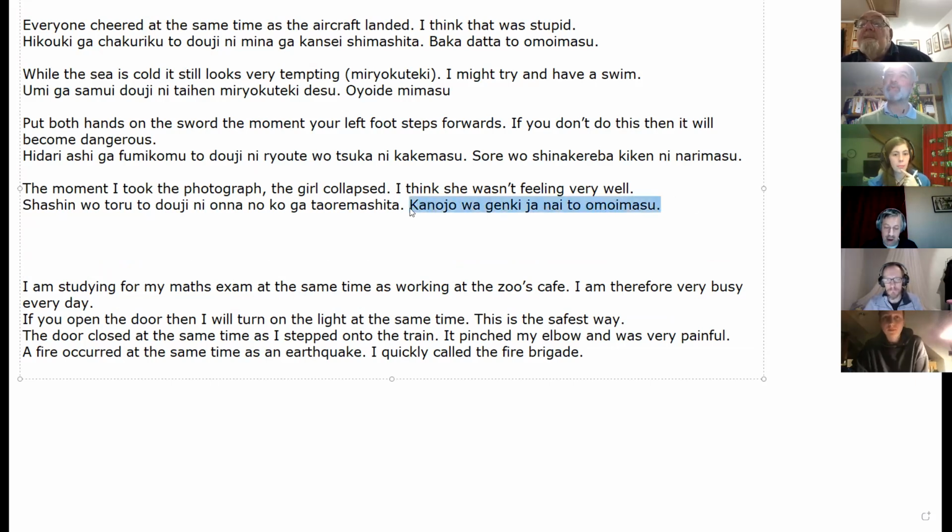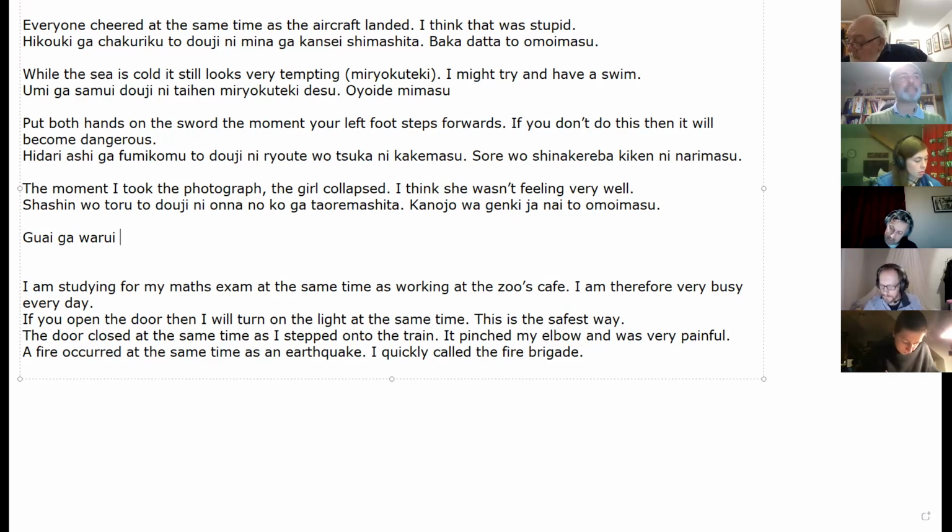Genki janai to omoimasu. It's also kind of a little bit stating the obvious when you say genki janai, because genki janai means visibly well. So obviously if she fell over, she's not visibly well. But if you want to say, I don't think she felt very well, and you can use this to talk about yourself as well, the most common phrase is guai ga warui, which means condition. My condition is bad. Guai ga warui.